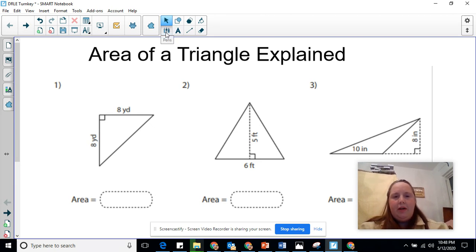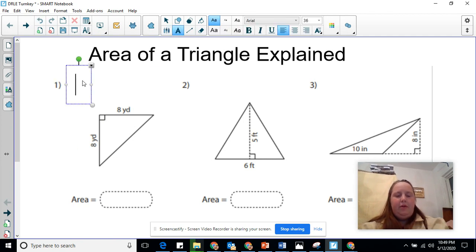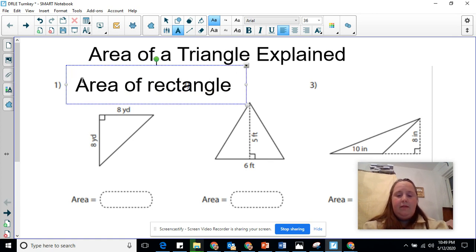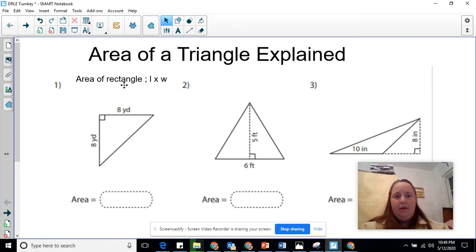So one thing we already know, and I'm going to tell you right now, I apologize if my writing's not so pretty because I don't have a touchscreen, but I'm going to do the best I can. So we know the area. In fact, this I can type. We know the area of a rectangle or a square is the same as length times width. Okay. So we're going to use that knowledge, and I'm going to explain to you how you can figure out the area of a triangle.